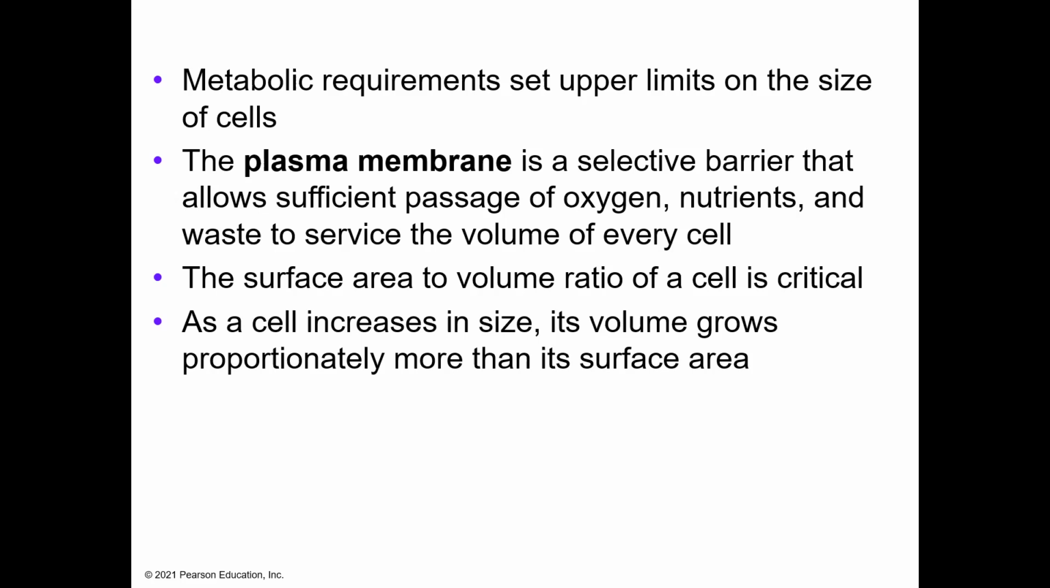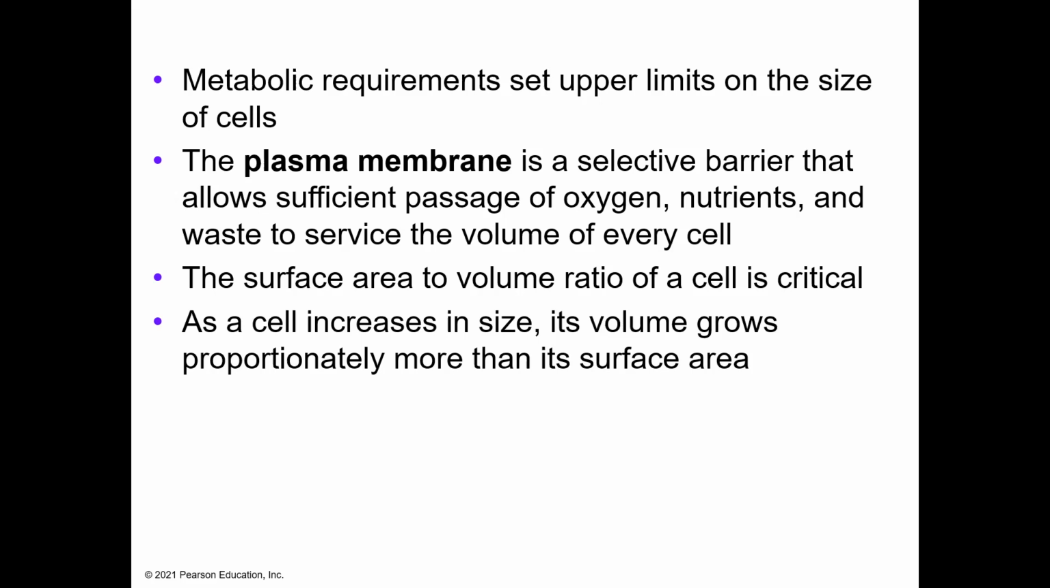So the reason why cells are generally small is because there's a metabolic requirement that sets an upper limit on the size of the cells. The plasma membrane, the coating that surrounds the cell, is a selective barrier, which we're going to cover a whole lot in the next chapter. It only allows certain types of things to go through the membrane, and it only allows a certain amount to go in, to service the requirements that are needed within the cell.